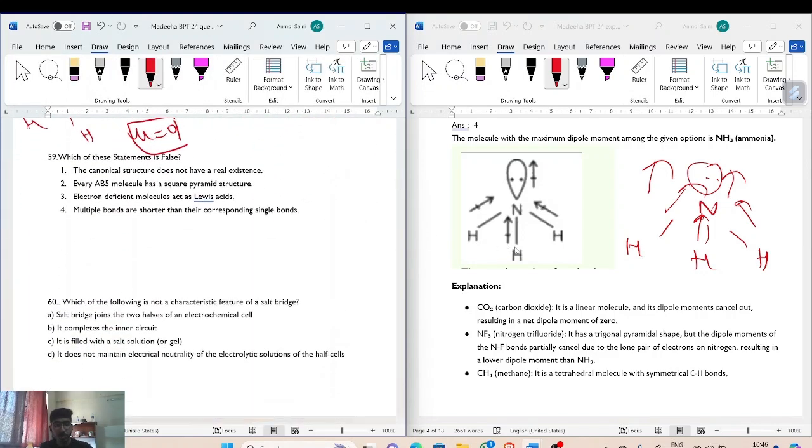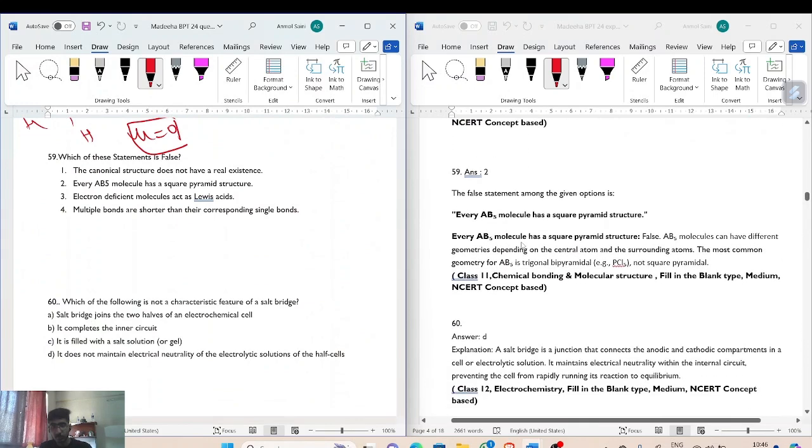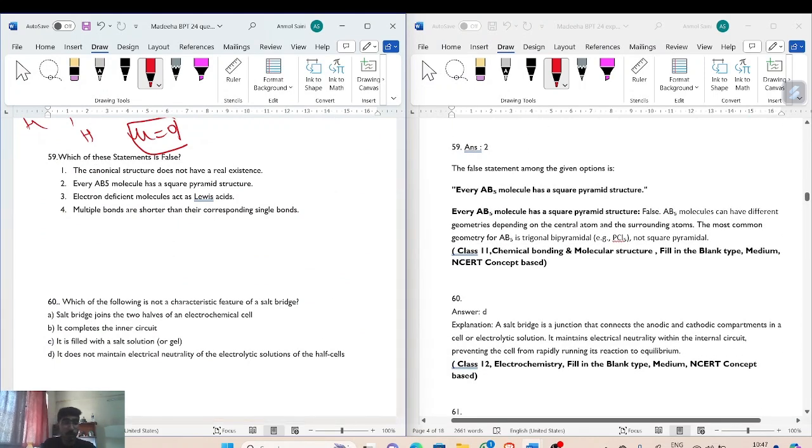Now comes question number 59. Which of these statements is false? The canonical structure does not have a real existence. Yes, this is true. Every AB5 molecule has a square pyramidal structure. No, it is not true. Some AB5 molecules may have a square pyramidal structure, but not every AB5 molecule does. So this statement is false.